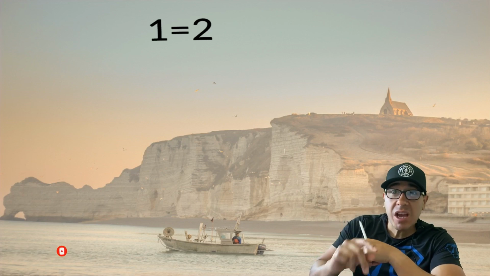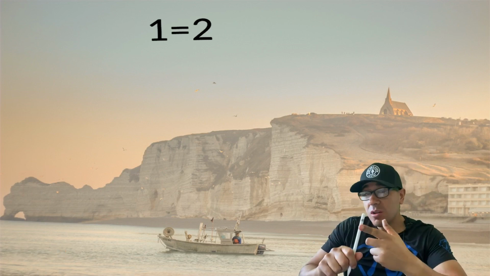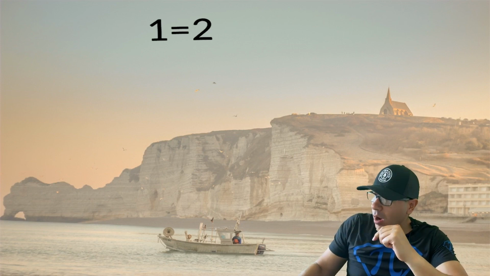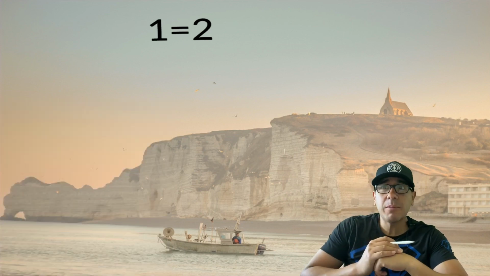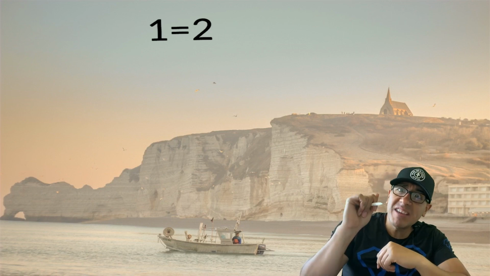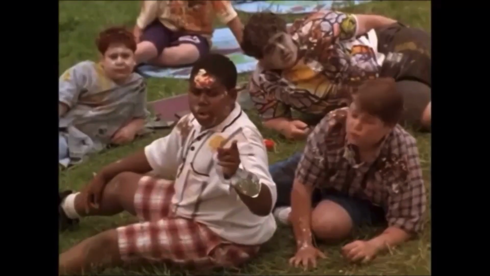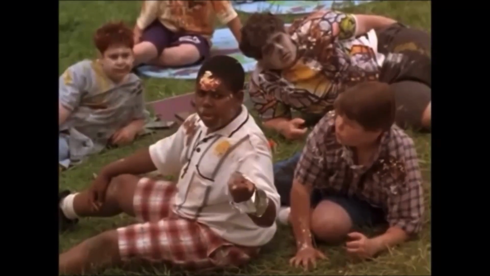So today we're going to talk about two things. Number one, we're going to show you how 1 is equal to 2. And number two, we're going to talk about why you should not put Twinkies on your pizza. Don't put Twinkies on your pizza.